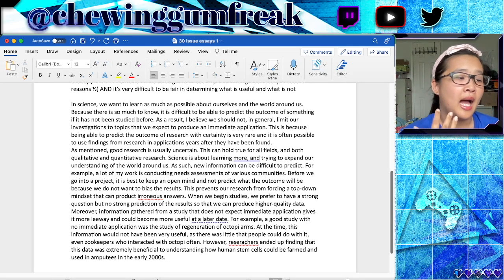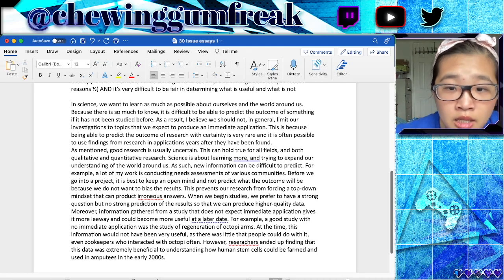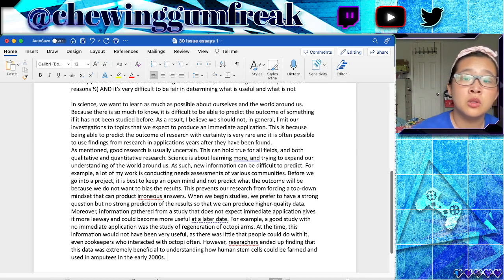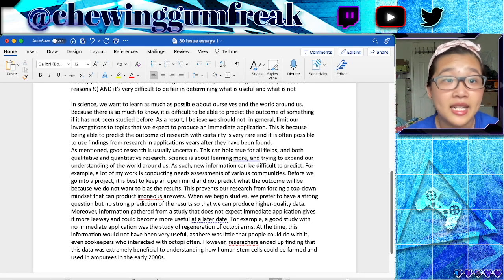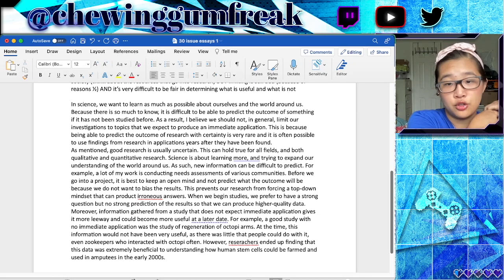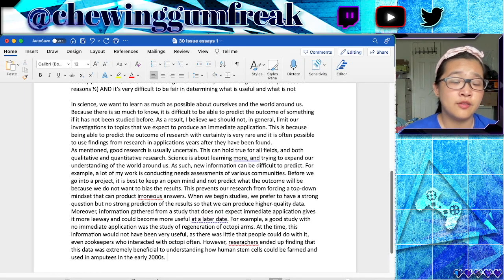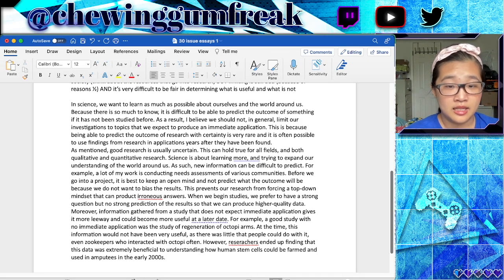anything from, I'm adding in a few more details just to give a bit of context. So the octopus information was not that useful, and at the time we just wanted to learn more, right? But it actually ended up being quite useful, right? Researchers found that this data was extremely beneficial to understanding how human stem cells could be farmed in the early 2000s.